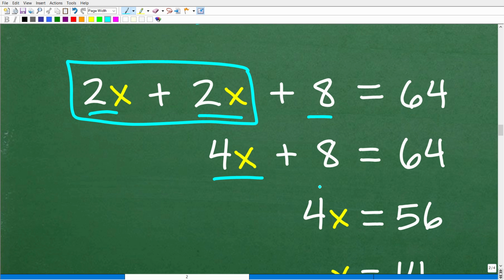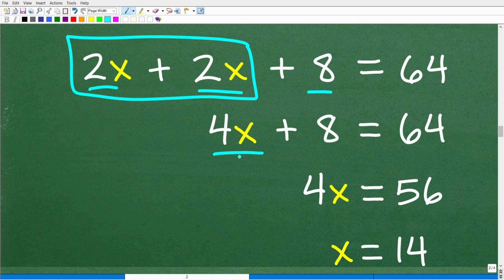Now what I want to do is get all my variables on the left-hand side, which of course they are, but we want to get all of our numbers on the right-hand side. So I have this 8 over here, so I'm going to subtract 8 from both sides of the equation. So remember the golden rule of algebra is whatever you do to one side of the equation, as long as you do it to the other side, it's perfectly legal.